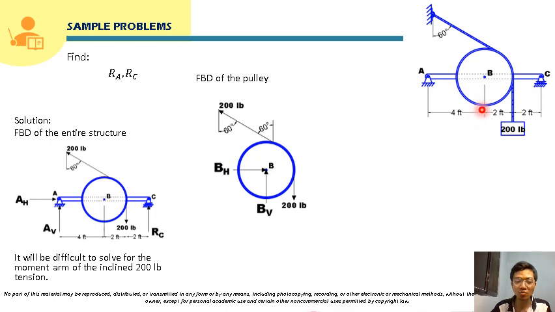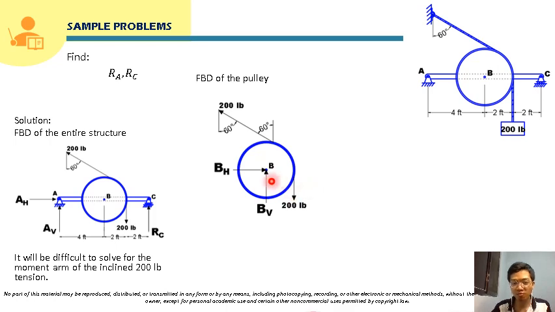Since this is a pin, as we know, a pin provides two reaction forces, that is, a horizontal and a vertical reaction. The direction of the horizontal and vertical reactions will depend on the forces that we have here. The forces here are 200 pounds downward, and this 200 pound force inclined 60 degrees from the vertical. For BH, the only force that has a horizontal component is this 200-pound force, which is directed to the left. So of course, the reaction here should be directed to the right to keep the system in equilibrium.